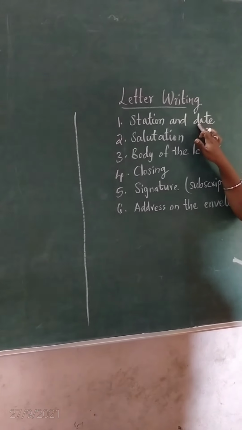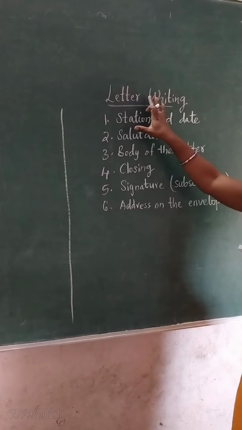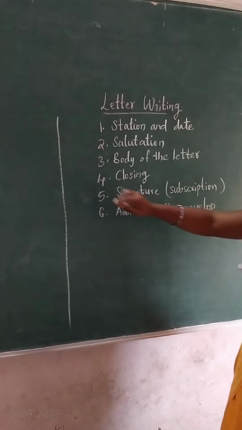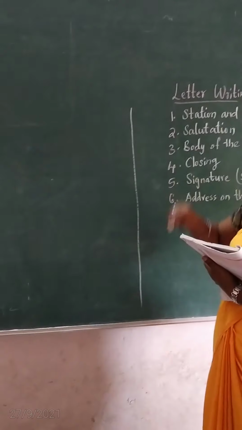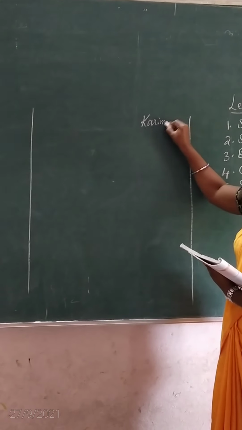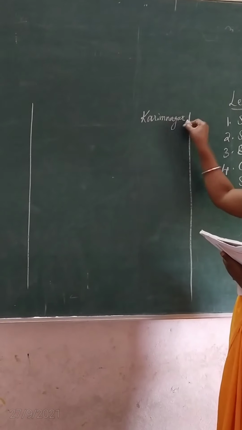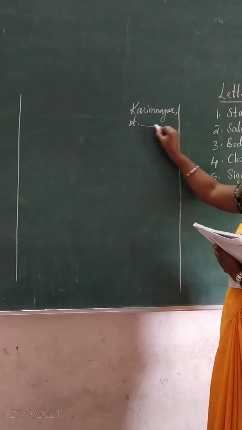Station and date. Whenever you are writing a letter, at the starting, what you need to write? Station and date. Suppose this is a new page. Here, first thing, you will write station and date. Suppose this is Karimnagar. Station is nothing but place. And after a comma we write the date. What is today's date? That we need to write here.